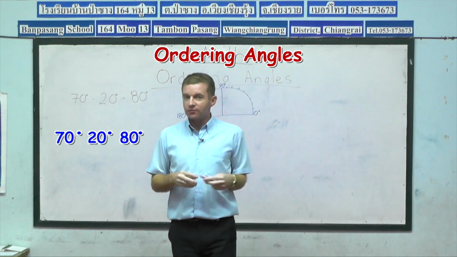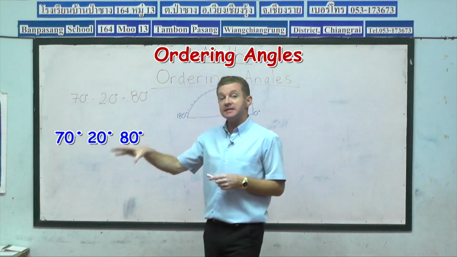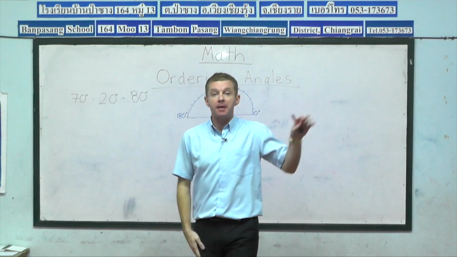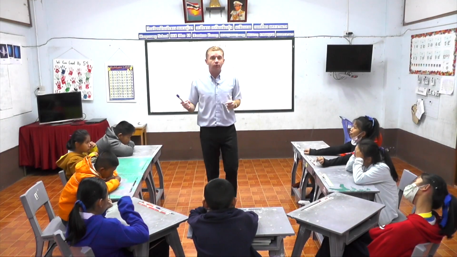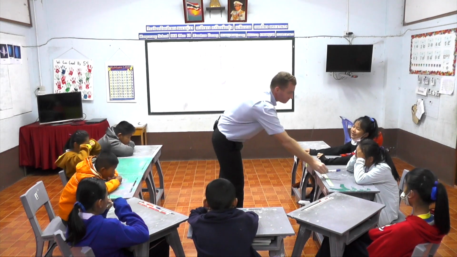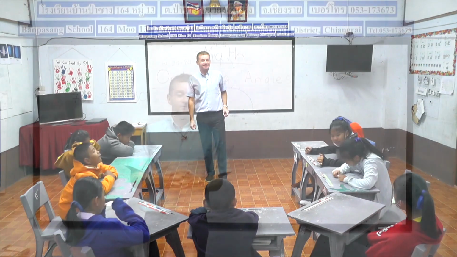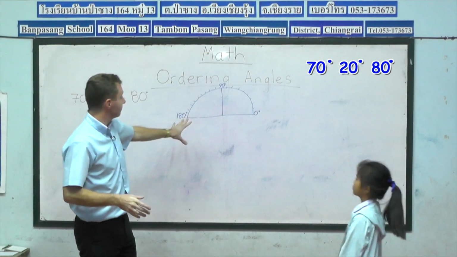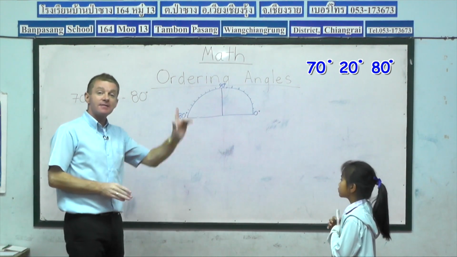So what I'm going to do now is ask one of my students to come forward and put these angles by drawing them from smallest to biggest. And let's see who can do this for us first. Who will go first today? I know. Preo, come and join me at the front of class, please. So what we're asking Preo to do now is to use the protractor on the board to measure and then draw our angles in ascending order.